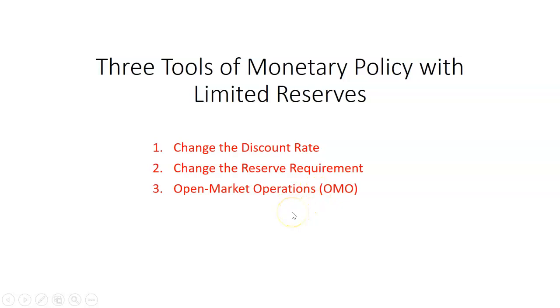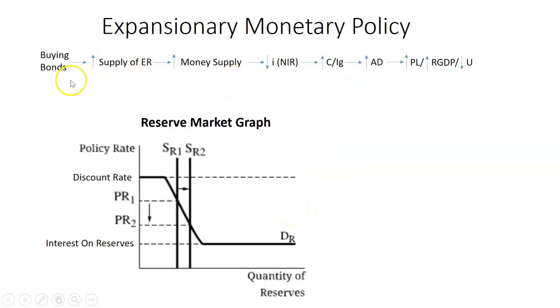So let's take a look at expansionary monetary policy. In a previous screencast, we talked about how when the central bank buys bonds, this increases the supply of excess reserves. When banks loan out those excess reserves, that will increase the money supply. When the money supply shifts to the right, that will decrease the nominal interest rate. And when the nominal interest rate goes down, that will increase interest-sensitive spending like consumption and gross private investment. When those increase, that will increase the aggregate demand, which, as displayed on the AD-AS model, increases the price level, it increases real GDP, and it decreases unemployment.